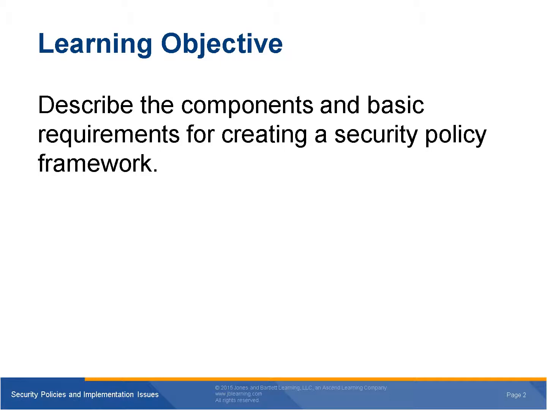So the learning objective for this chapter: describe the components and basic requirements for creating a security policy framework. So the goals of this chapter, when you complete the chapter, be able to describe the role of a policy framework in an information security program, describe the different types of policies used to document a security program, explain the roles of policies, standards, guidelines, and procedures.